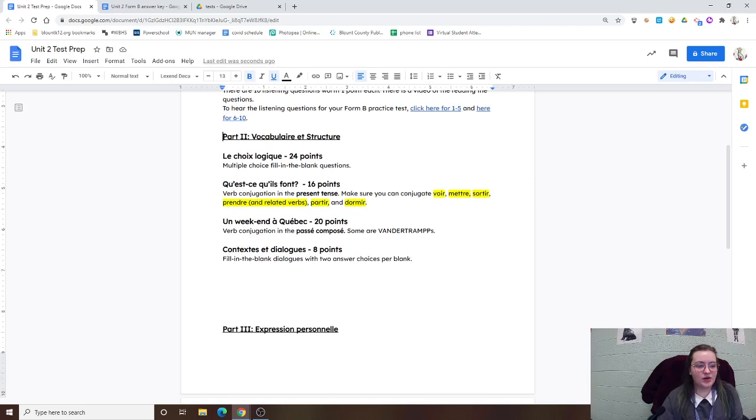Then part 2 is all about vocabulary and structure. So this section, the choix logique, is just multiple choice, fill in the blank. So as long as you know what words mean, you should be okay.